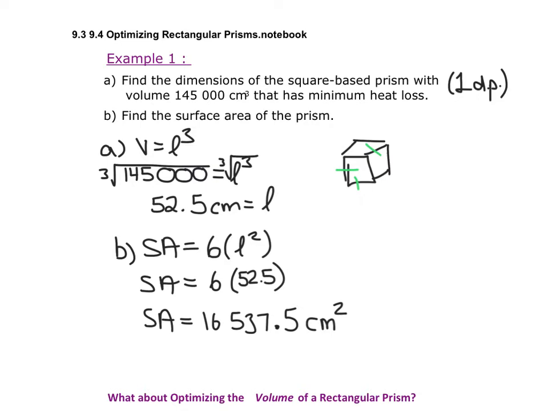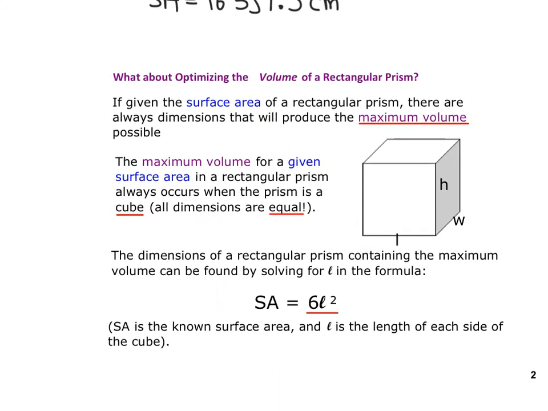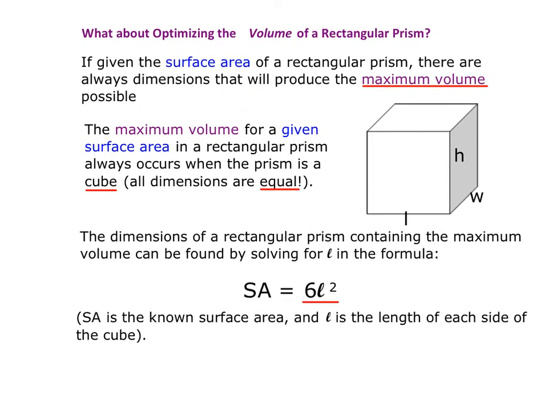So we're going to look now at optimizing the volume of a rectangular prism. Same concept. This time you'll be given the surface area, and you'll work backwards to the dimensions. But it's the same formula. We've already seen this formula. It's nothing new. So for a given surface area of a rectangular prism, there are always dimensions that will produce a maximum volume. The maximum volume for a given surface area in a rectangular prism always occurs when the prism is a cube.